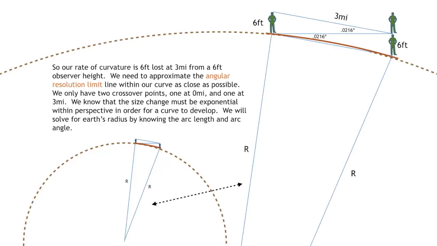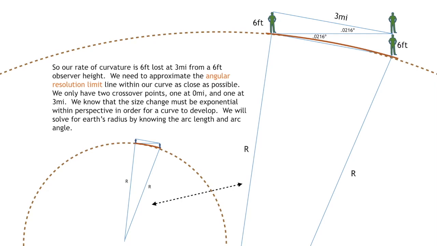So our rate of curvature is 6 feet lost at 3 miles from a 6-foot observer height. We need to approximate the angular resolution limit line within our curve as close as possible. We only have 2 crossover points, one at 0 miles and one at 3 miles. We know that the size change must be exponential within perspective in order to get a curve to develop out of it. Can't be linear. So we will solve for the Earth's radius by knowing the arc length and arc angle.